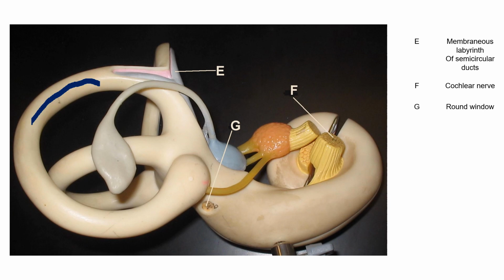Again, down here, we're seeing a window. In this case, this is the round window. And then over here, we're seeing the cochlear nerve coming off of the cochlea. Together, the vestibular nerve and the cochlear nerve create cranial nerve number 8, vestibular cochlear.